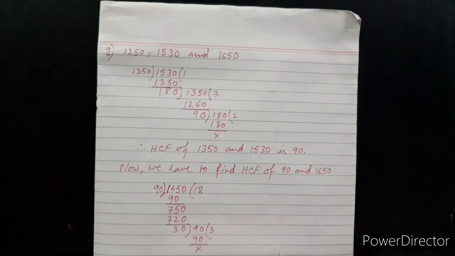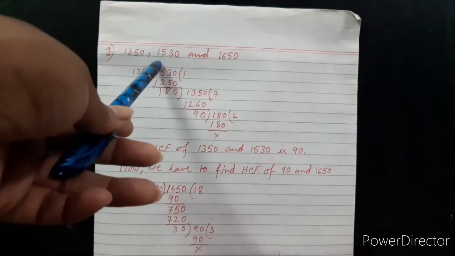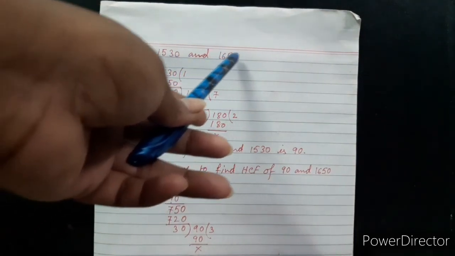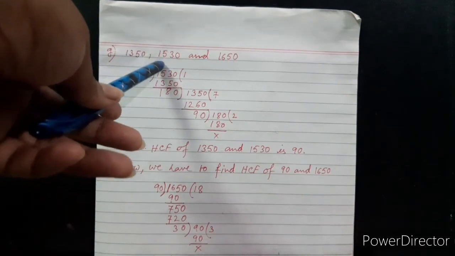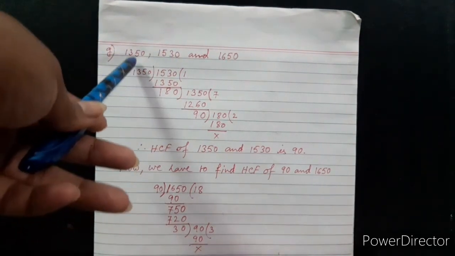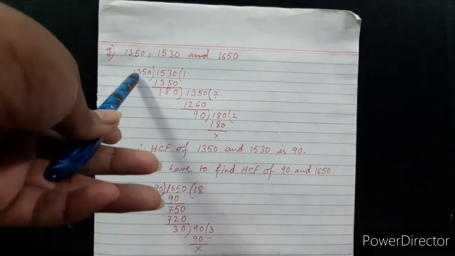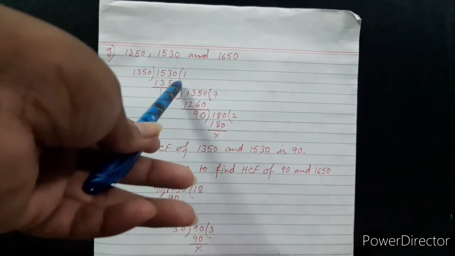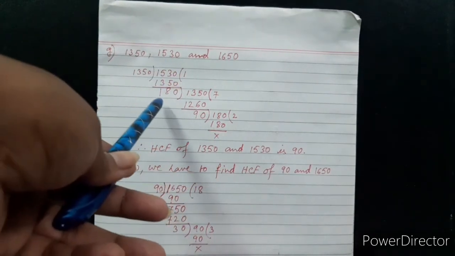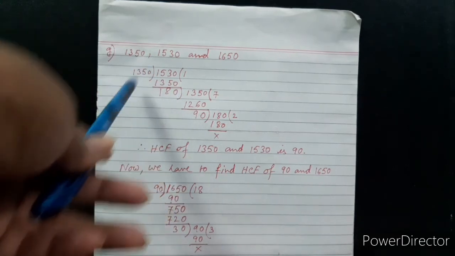Sum number 7G. Find the HCF of 1350, 1530 and 1650. First we consider 1350 and 1530. 1350 is the smaller number, so we start dividing by 1350. 1350 ones are 1350. After subtracting we get 180 as remainder, which is smaller than 1350.